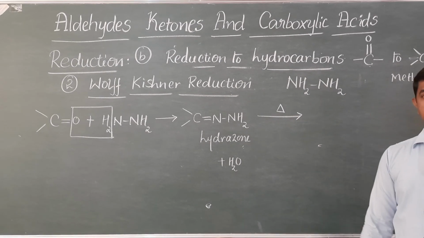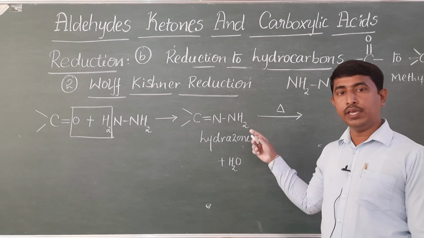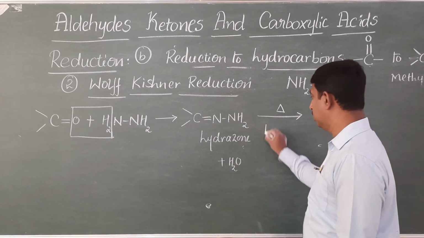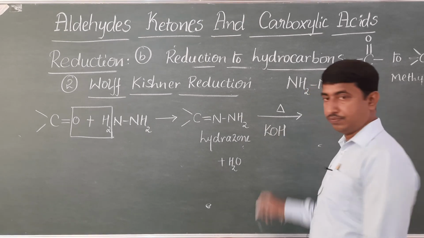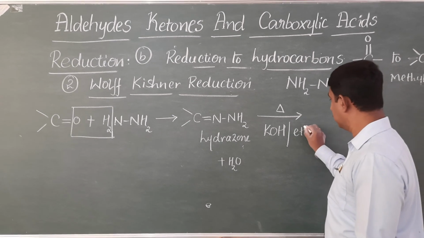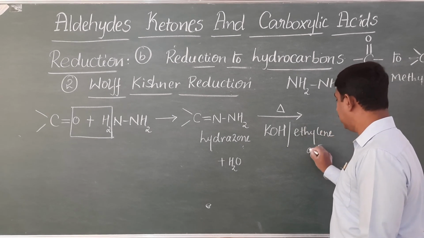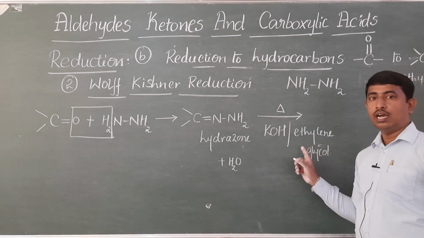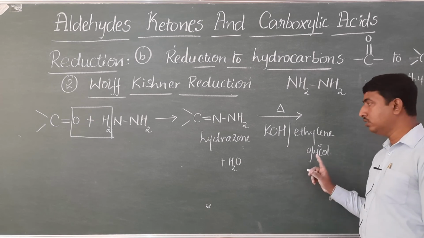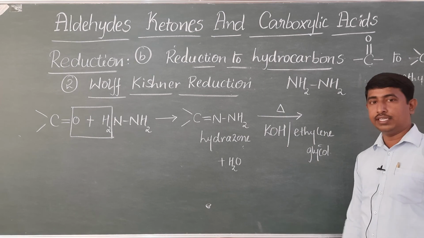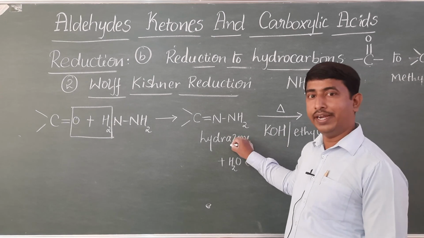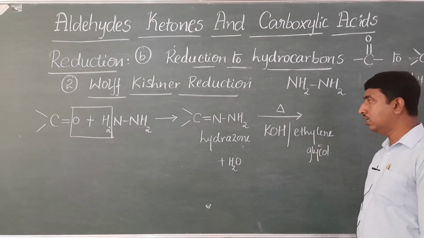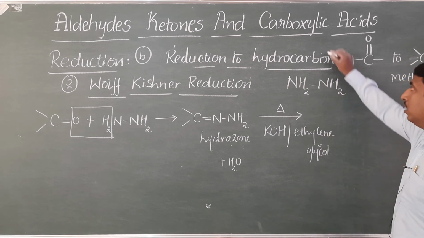Now this hydrazone, in the next step, is heated using a base. Either we can use sodium hydroxide or potassium hydroxide. I will take potassium hydroxide, KOH, dissolved in ethylene glycol. Ethylene glycol means dihydric alcohol. It is a higher boiling solvent. So the formed hydrazone is heated in KOH dissolved in ethylene glycol. You have to get hydrocarbon.